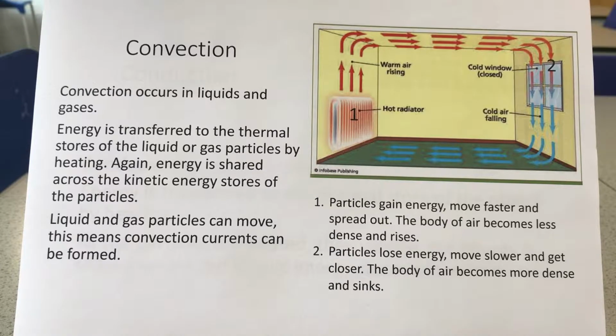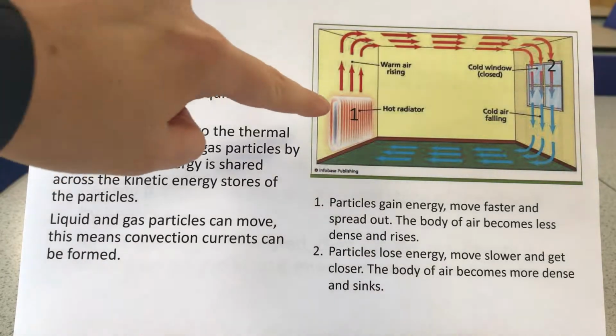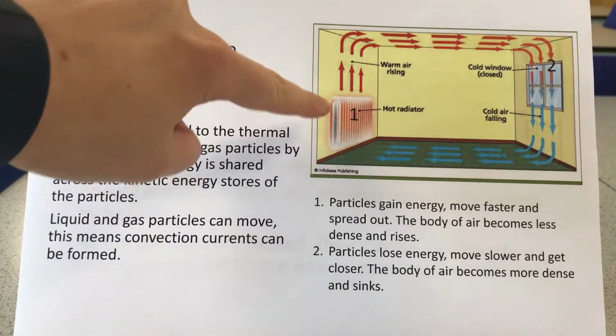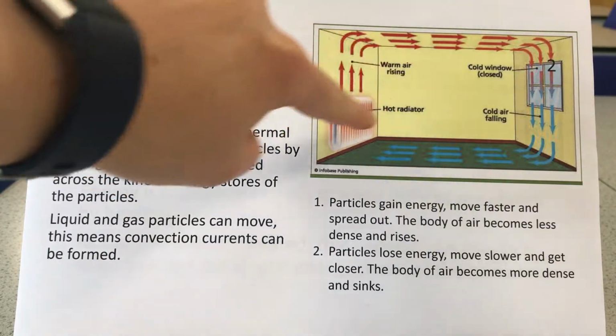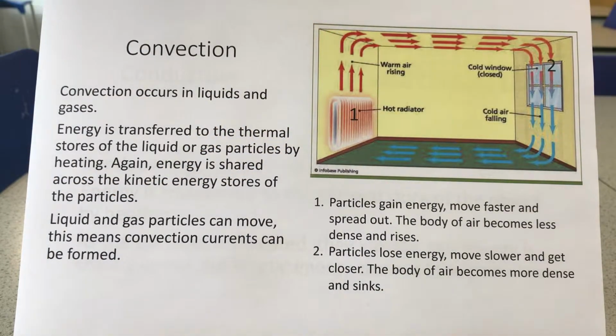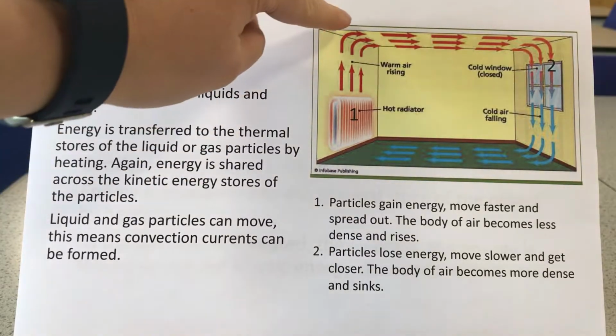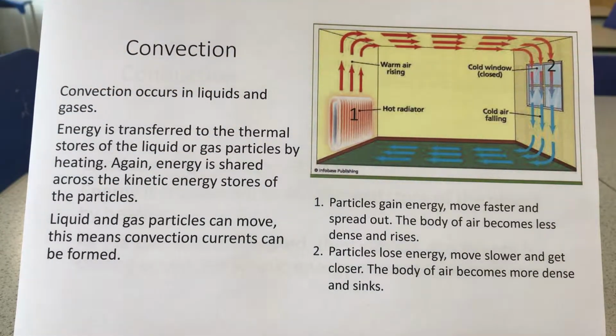You need to know about how radiators work in heating up the whole room. And there's an example here to explain it. So we can see here at point 1, we've got the hot radiator. And that is causing the particles in this area to gain energy. Because the particles have gained energy, they move faster and they spread out. Just how we saw that spreading out in the conduction picture, they spread out. Now, the particles do not change. They've got more energy, but they are the same particles. What happens is that body of air, because the particles have spread out, becomes less dense, which causes it to rise. Okay, so it's the body of air that becomes less dense.